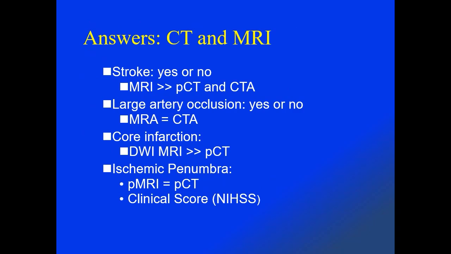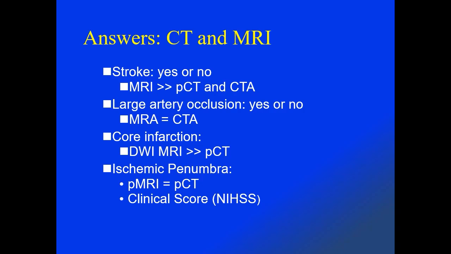Answers to these questions can be obtained by both CT and MRI technologies. However, in identification of small as well as large strokes, MRI is superior to perfusion CT and CTA. Assessment for a large artery occlusion is similar between MRA and CTA, but core infarction volume identification and estimation is better with DWI MRI, which is the gold standard, versus perfusion CT. Identification of ischemic penumbra is likely similar between perfusion MRI and perfusion CT.